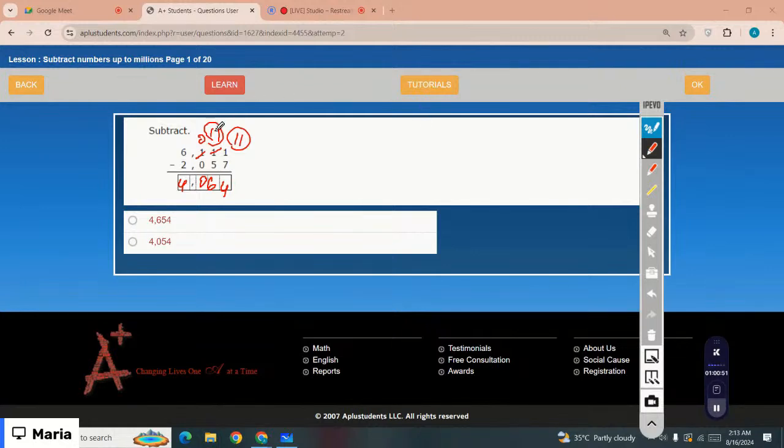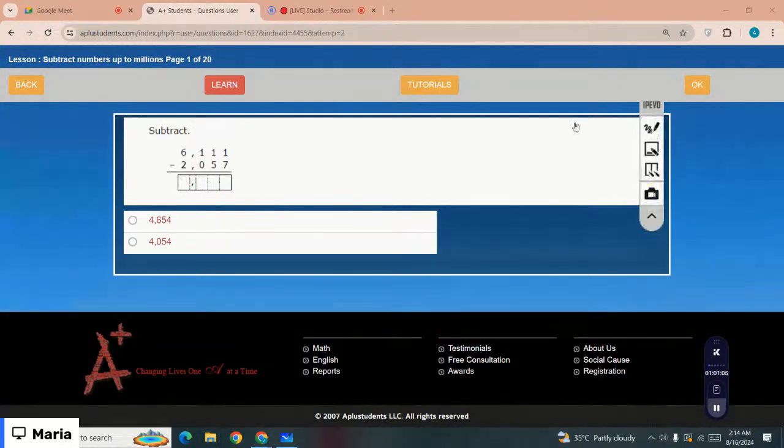Oh, 10 take away 5, that is 5 over here because you already borrowed 1. That is 4054, option number 2 is the correct option.